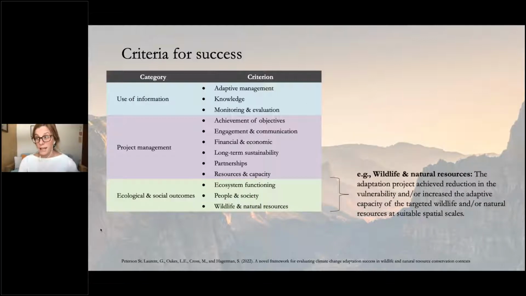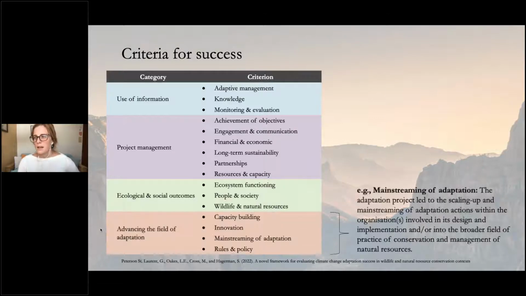Next, looking at ecological and social outcomes. So this could cross a few different spaces, from ecosystem functioning to people in society and wildlife and natural resources. And lastly, advancing the field of adaptation itself. So here, looking at success criteria that have to do with capacity building, innovation and practice, mainstreaming of the adaptation actions, so other uptake, and also rules and policy change.